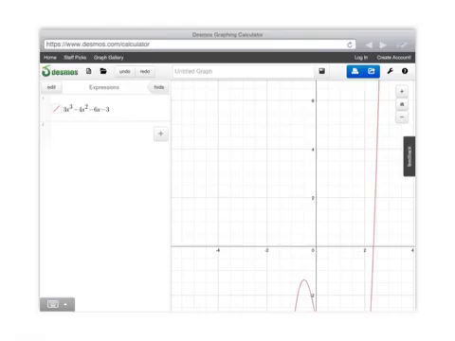Here is the graph. Now what do we have in there? We have a maximum, and then there is a minimum. This is the right equation. 3x to the third minus 4x squared minus 6x minus 3.